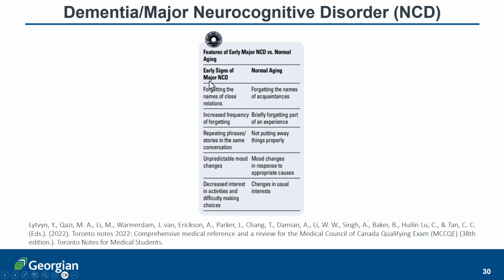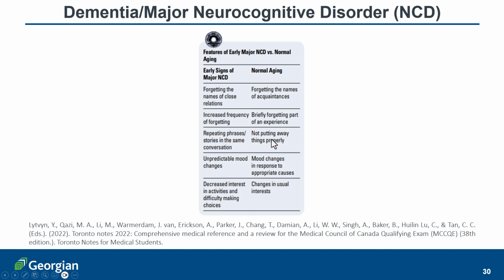So the early signs of major NCDs include forgetting the names of close relations, whereas in normal aging, you can forget the names of acquaintances, especially long-lost acquaintances. On the other hand, you have increased frequency of forgetting in the early signs of major neurocognitive disorders. In normal aging, you have briefly forgetting parts of an experience. In the early signs of major NCD, you are repeating phrases and stories in the same conversation.